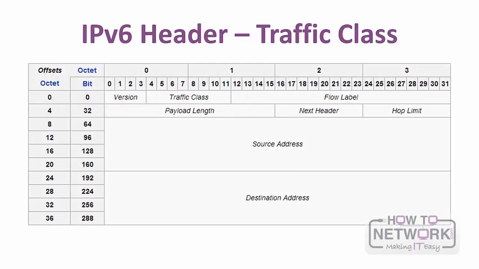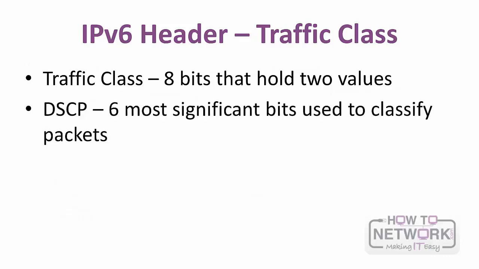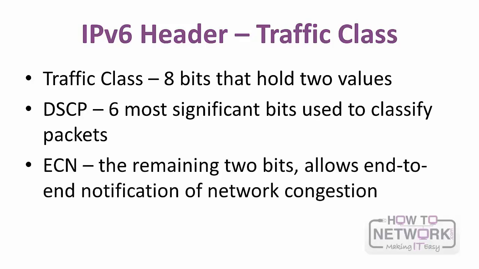Traffic class, 8 bits. Like in IPv4, the bits of this field hold 2 values. The 6 most significant bits are used for differentiated services code point, which is used to classify packets. The remaining 2 bits are used for explicit congestion notification, which allows end-to-end notification of network congestion.